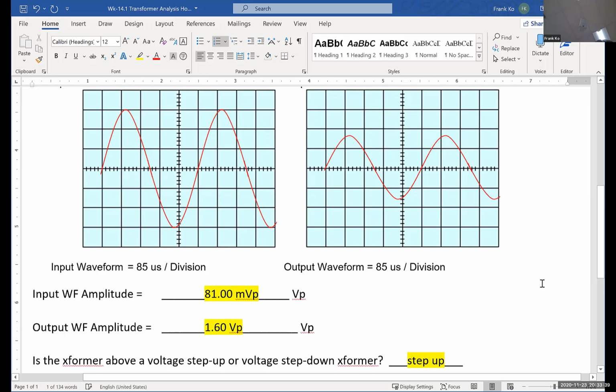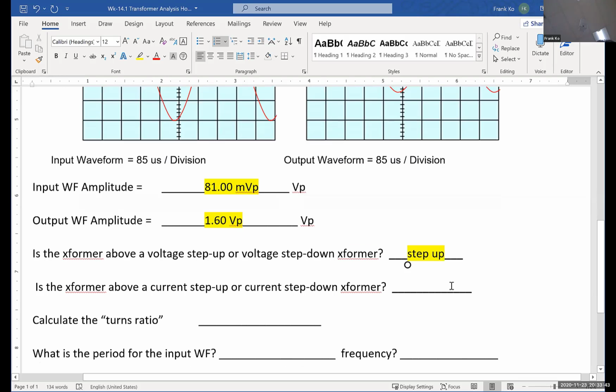Okay, and now let me move this up. So if this is a voltage step up, then what happens to current? Jacqueline? The current will go down. Step down. Okay, current step down. We'll go ahead and do that here. Now, calculate the turns ratio.